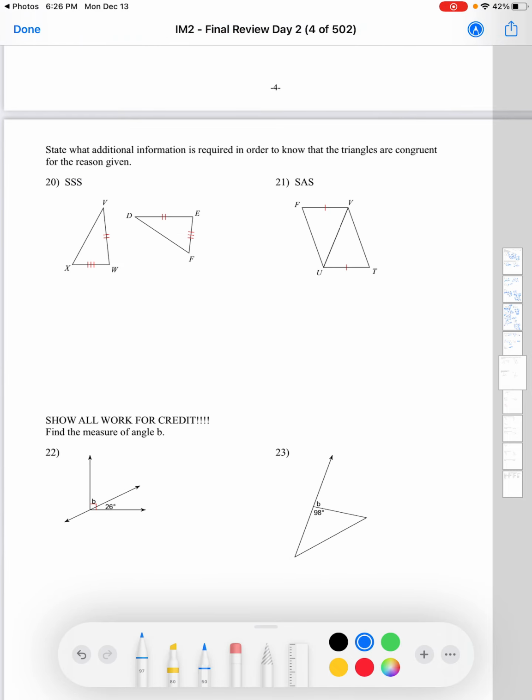For these to be side, side, side, we would need those two to be equal. So if I'm going from here, that is where there's 1 hash mark and 2 hash marks. So that's D to F. We would need that to be congruent from where we go from 1 hash mark and 2 to the other side. So that would be VX.